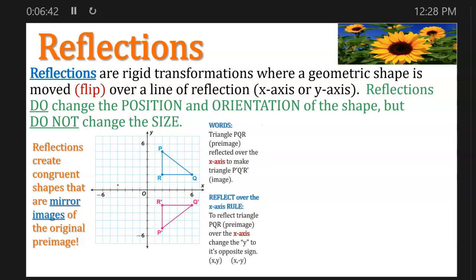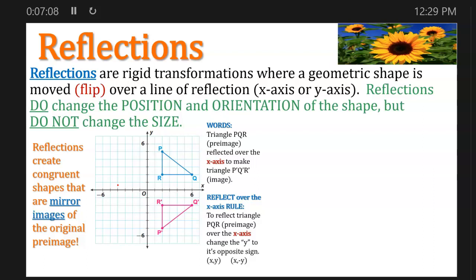So here we have a triangle PQR, and I'm going to give you two ways to write what has happened to triangle PQR to turn it into triangle P prime, Q prime, and R prime. In words, I would say that this triangle PQR, which is the pre-image, reflected over the x-axis to make the triangle P prime, Q prime, and R prime, which is the image.